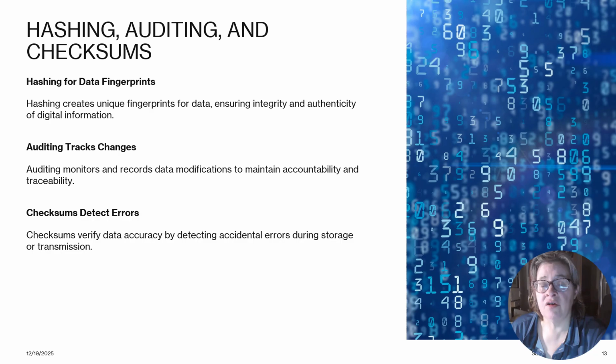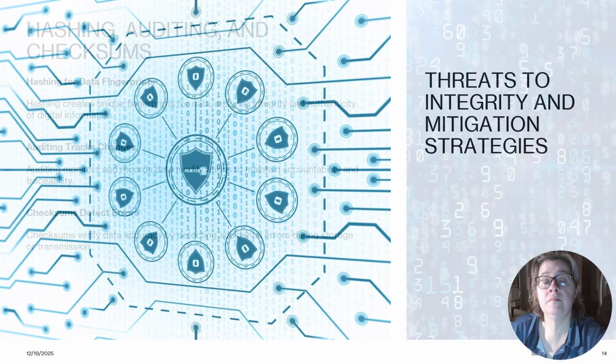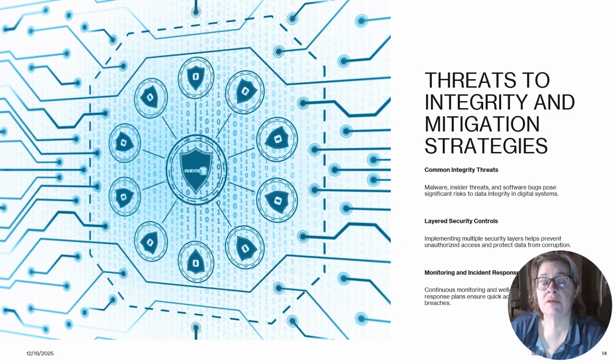Hashing generates unique fingerprints for data, auditing tracks changes, and checksums detect errors. These tools help verify data has not been altered maliciously or accidentally. Threats include malware, insider threats, and software bugs. Mitigation involves layered security controls, monitoring, and incident response planning to uphold data integrity.